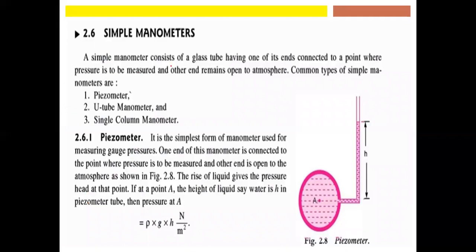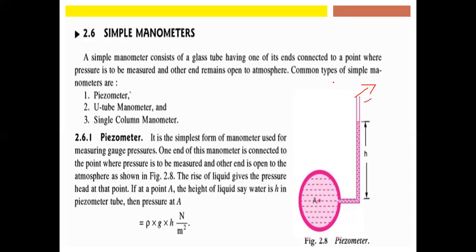Now, let us see the manometers concept with a simple definition and a problem. A simple manometer consists of a glass tube, and one of its ends is connected to a point where the pressure is to be measured, and the other end remains open to the atmosphere. So this end is open to the atmosphere, right? Here is the pressure at point A, and the other end is open to the atmosphere.